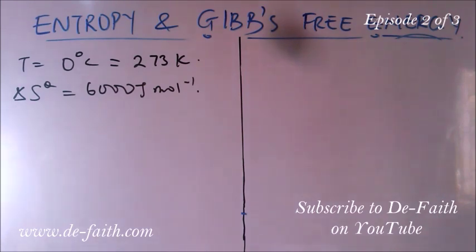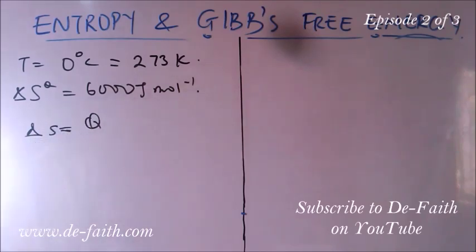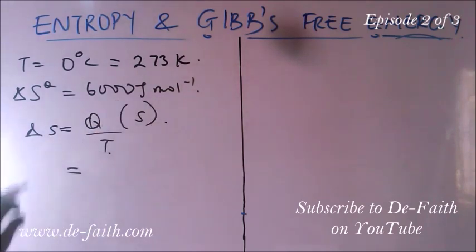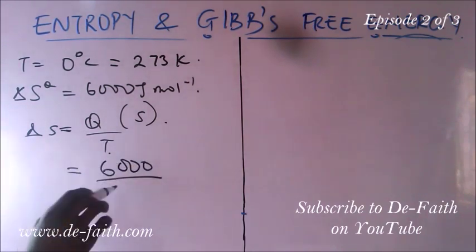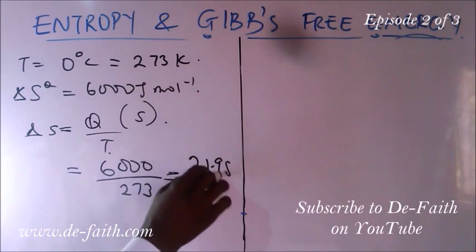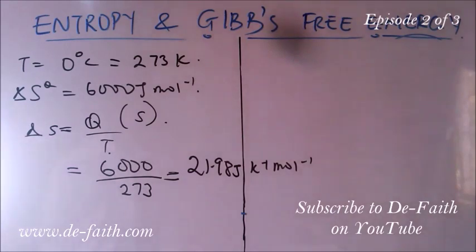And so in this case, to calculate the standard entropy of melting, the standard entropy of melting is equal to the quantity of heat over the temperature. Now we have the heat to be 6000, so we have 6000 divided by 273. Now when we divide this, we'll end up having 21.98 joule per Kelvin per mole. That is the standard entropy of melting of the ice at 0 degrees Celsius.